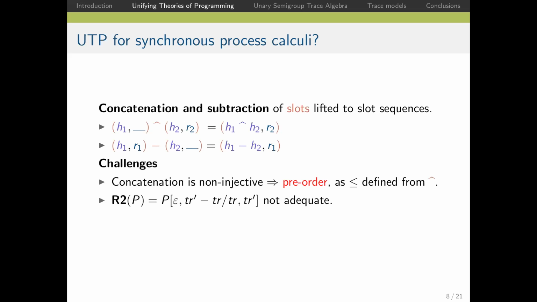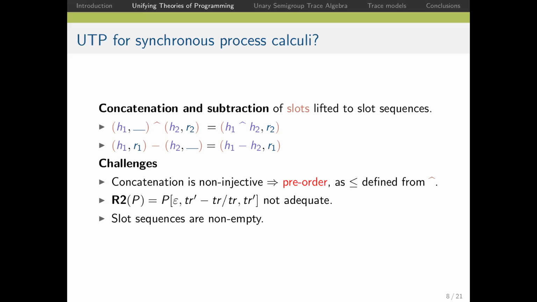And as I already said, the version of R2 is not quite adequate because, again, we have a fixed element epsilon and we need to account for further information. And here's a minor observation regarding mechanization, as always, that these slot sequences are non-empty. So they're not sequences that may be empty.